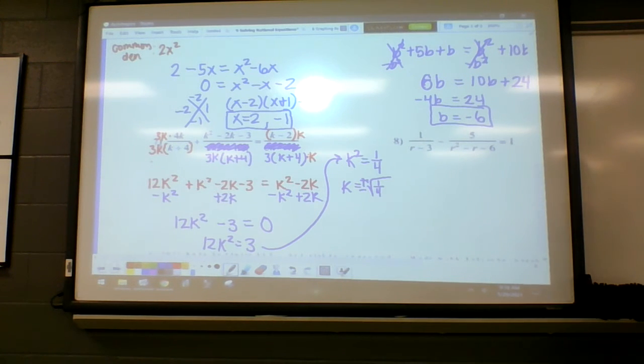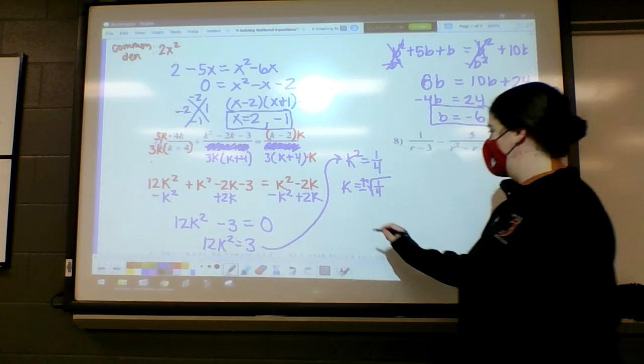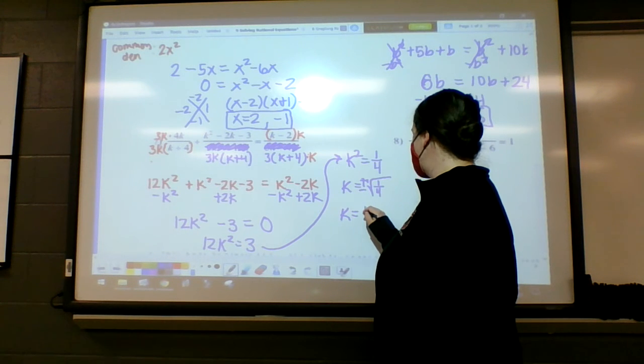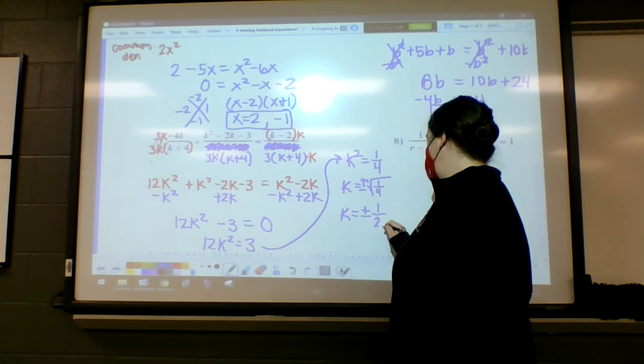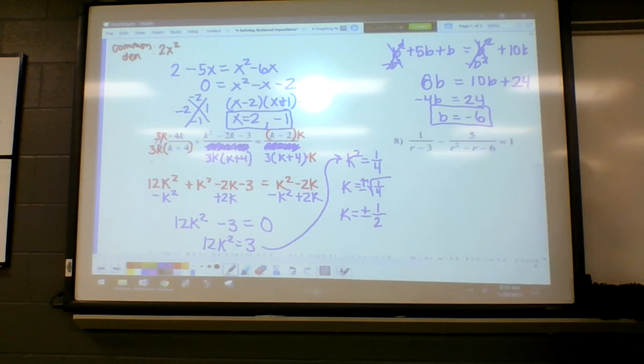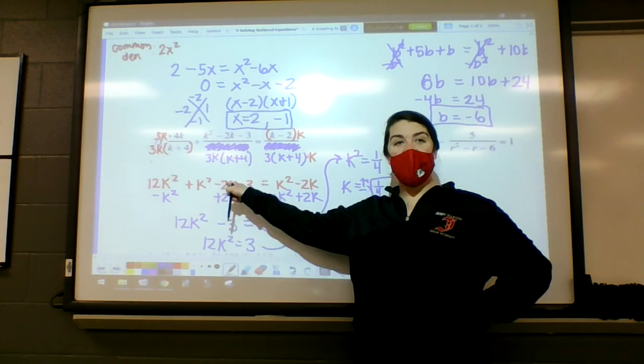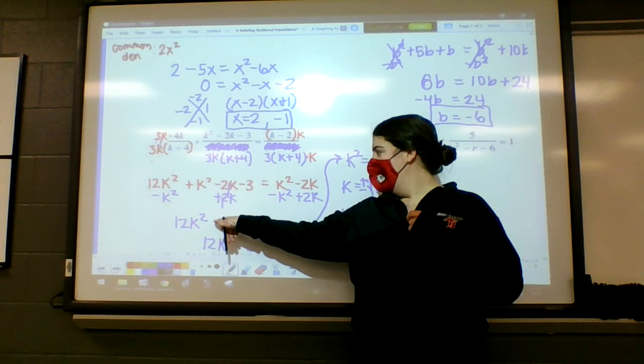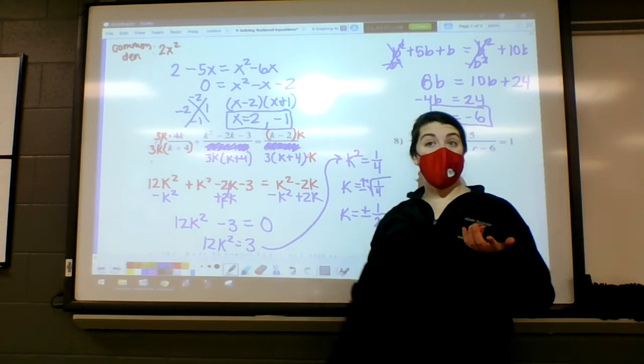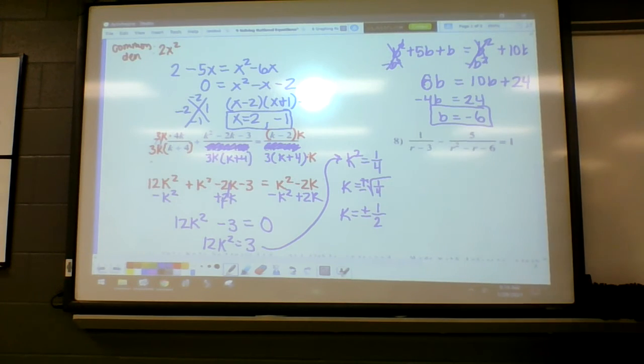What's the square root of a fourth? What's the square root of 1? What's the square root of 4? So what's the square root of a fourth? 1/2. Plus or minus 1/2. So you have two solutions, 1/2 and negative 1/2. And this is what we call the square root property. And you could use it because those single k's right here simplified, we didn't have any anymore. So square root property is always good after that.